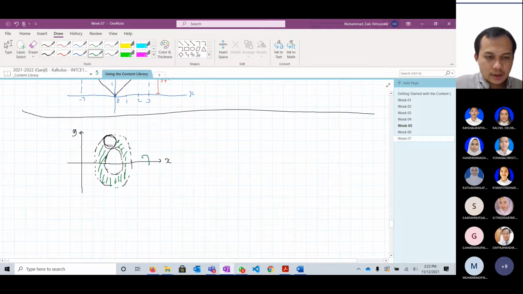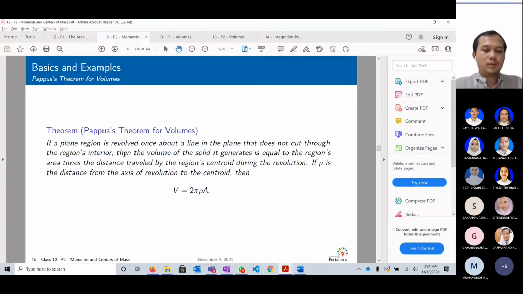Say we revolve it around the x-axis. Then how to compute these donuts? We can use Pappus theorem.